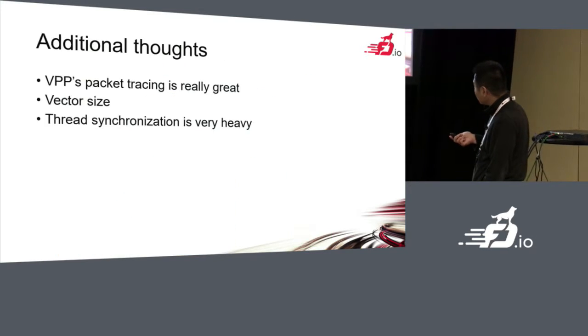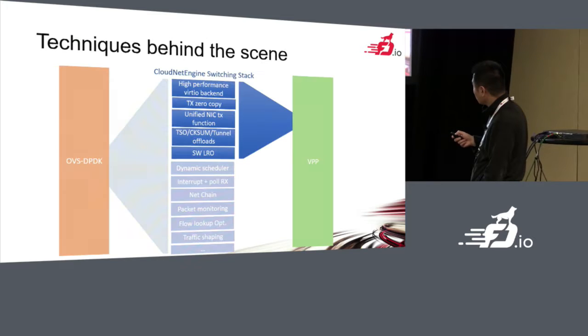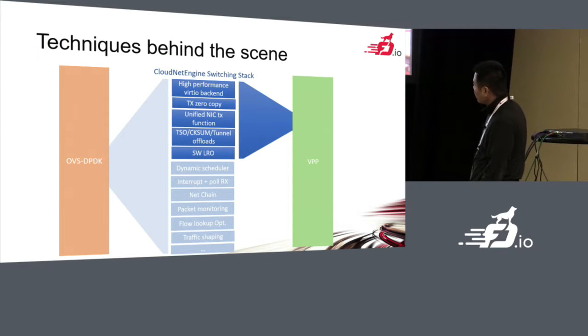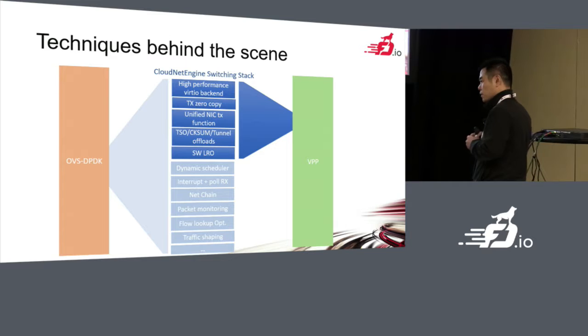And for enterprise workload, the techniques are the following ones. For instance, as we can see, we're using a unified architecture to support both NFV workload and enterprise workload. We need to have some sort of unified TX function.